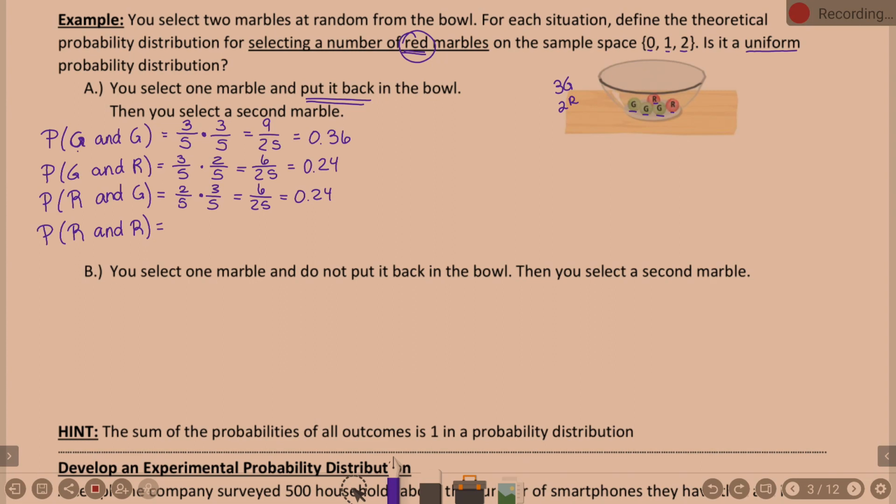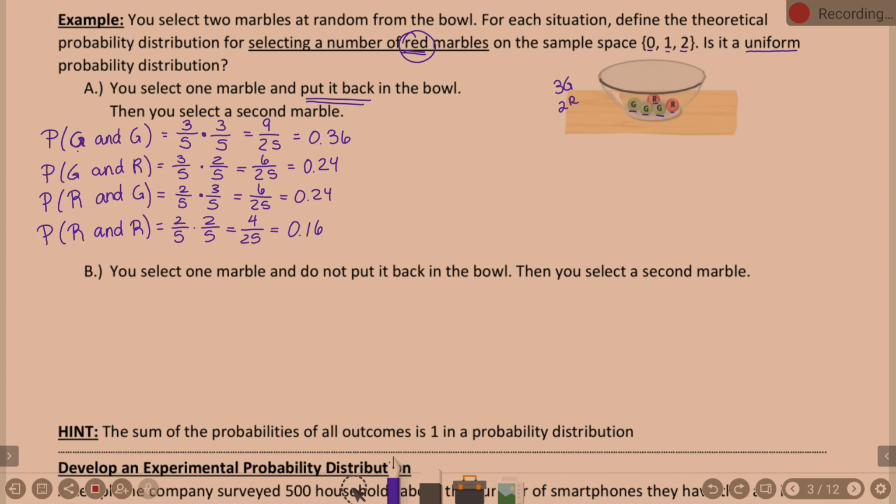And then the last possibility you could have is probability of getting red the first draw and red the second draw. So probability of red on the first time, 2 out of 5. Put back whatever I draw. Probability of doing red again, 2 out of 5. Multiply across. 2 times 2 is 4. 5 times 5 is 25. And 4 out of 25, divide it. You have the decimal 0.16. Okay, so that's all the different probability options.